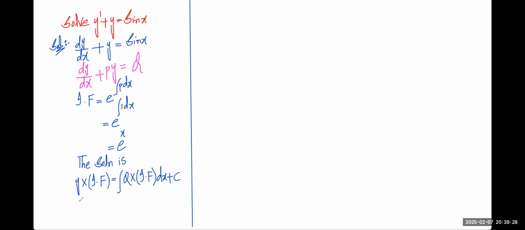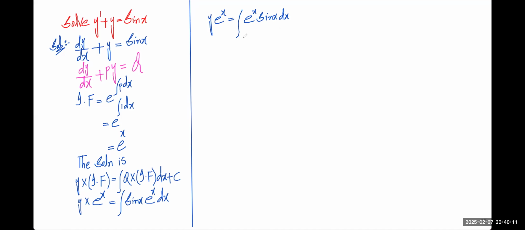Tell me what is integrating factor now. y into integrating factor e power x is equal to integral q value, sin x, into integrating factor e power x dx, and we add a c later. y into e power x is equal to integral of sin x e power x, which can also be written as e power x sin x, dx. For this one also we have a direct formula, but still I will write the formula.